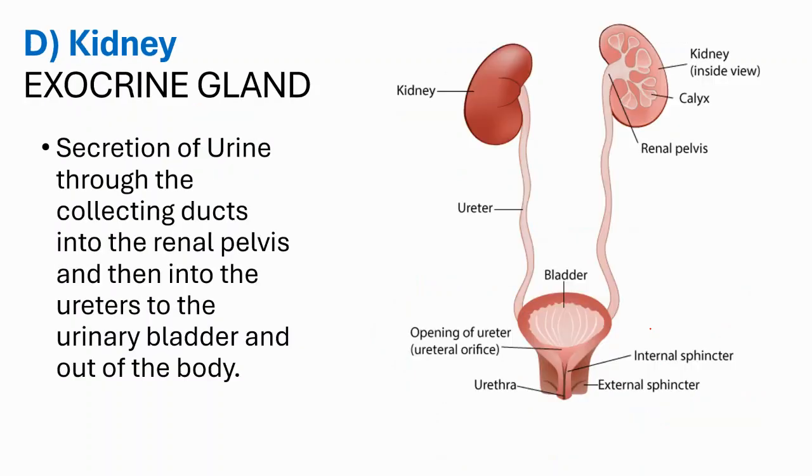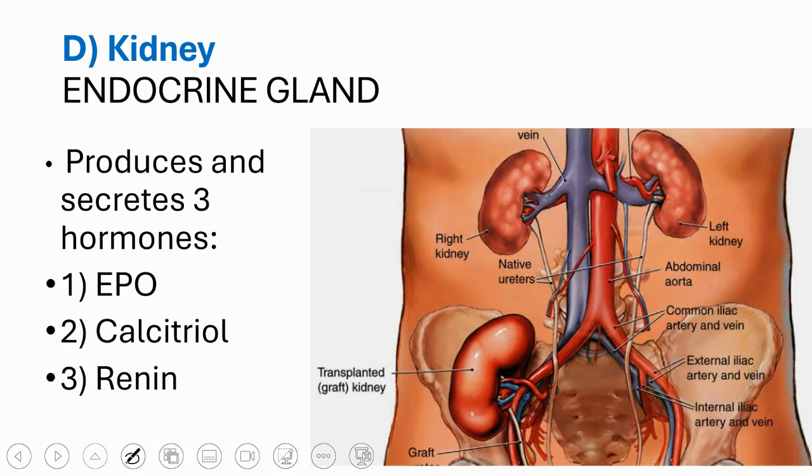Kidneys, exocrine function, absolutely. It secretes urine, which is going to end up exiting the body. But the endocrine function, like we said previously, it secretes erythropoietin, which is going to cause red blood cell production. Calcitriol, which is the active form of vitamin D, will take calcium from the digestive system and put it into the circulatory system. And renin, which is part of a long pathway, ultimately causing an increase in blood pressure.